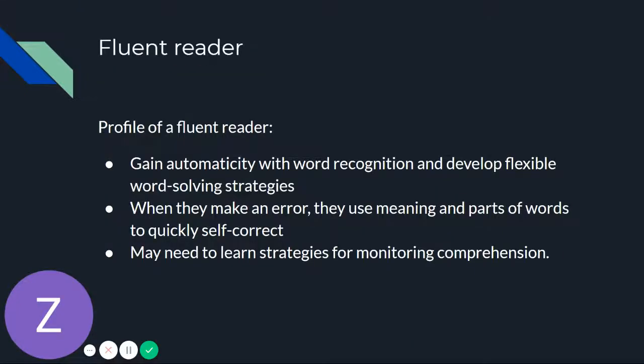So finally, the last stage is the fluent reader stage. A profile on them is that these readers gain automaticity with word recognition and develop efficient and flexible word-solving strategies. When they make an error, which to note is rare for this stage, they use meaning and parts of words to quickly self-correct. And although these readers are proficient decoders, they still may need to learn strategies for comprehension.